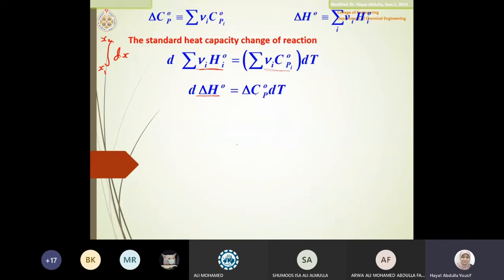Now we'll look at it from a math point of view. How can I integrate? Because you can see it's D on the left side and D on the right side, meaning differentiation on both sides. I need to integrate both sides. Integration is supposed to be from one limit to another limit. If it was dx, then the limit of integration is x1 to x2. Here, d delta h, then the limit of integration is delta h naught 1 to delta h naught 2.